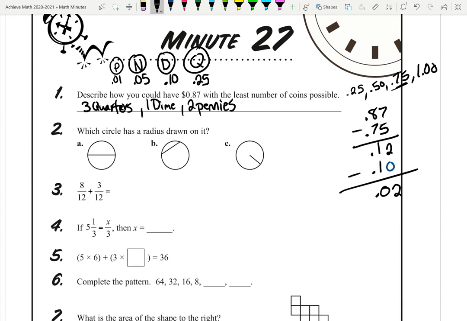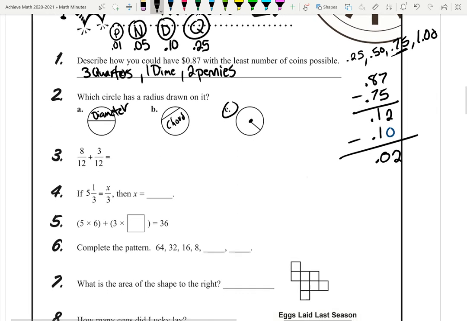Okay. Number 2, which circle has a radius drawn in it? Right here, this is known as a chord. This is known as the diameter. And the radius is going to be C when it's only halfway going from the center. Kind of think of it as almost like the mouth of a Pac-Man.